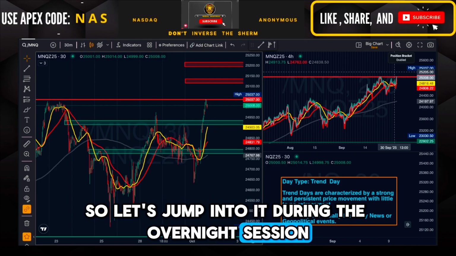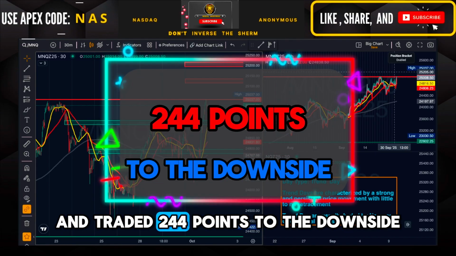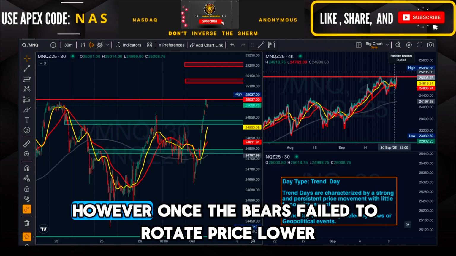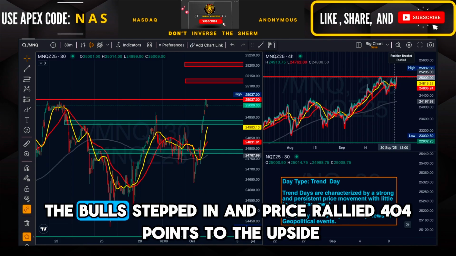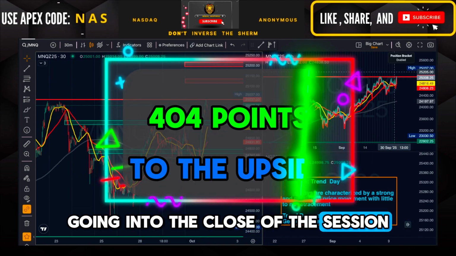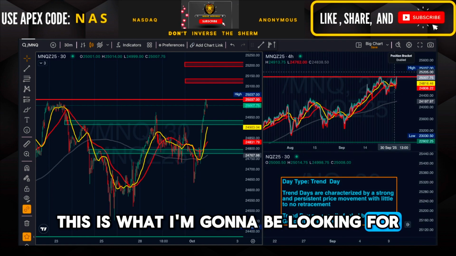During the overnight session, the Nasdaq opened slightly bearish and traded 244 points to the downside into a previous area of support. However, once the bears failed to rotate price lower, the bulls stepped in and price rallied 404 points to the upside going into the close of the session. And based on this price action, this is what I'm going to be looking for.